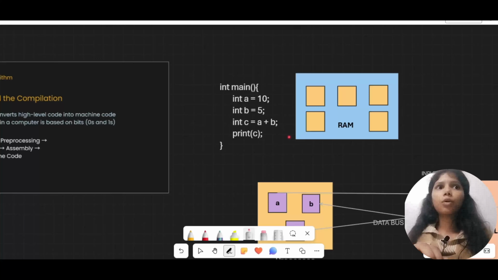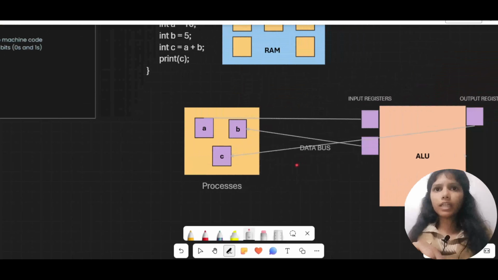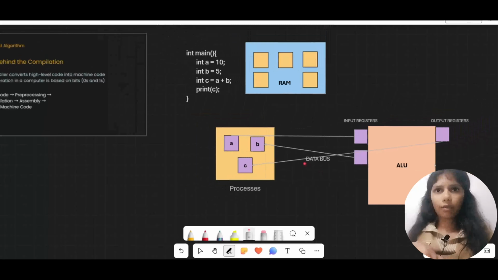So now let's see what exactly happens behind the compilation. First let's consider the source code, where we have written int a is equal to 10, int b is equal to 5, int c is equal to a plus b, and we are printing c. This is just basic code of the high level language.